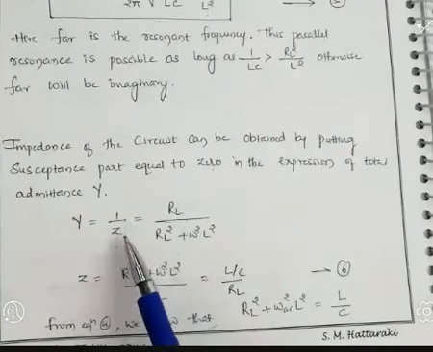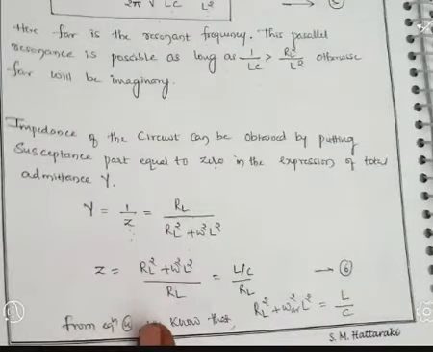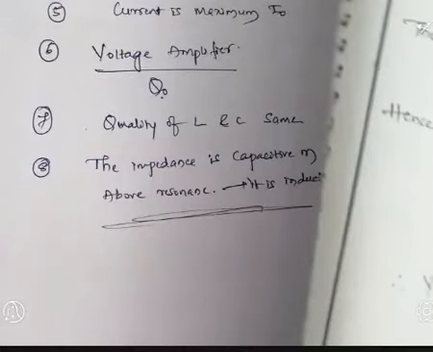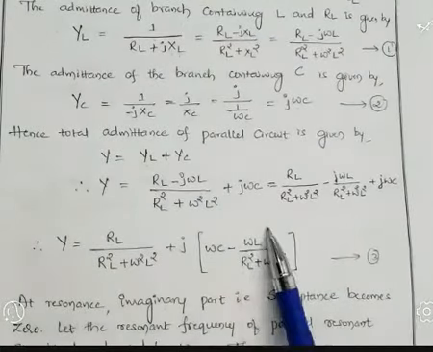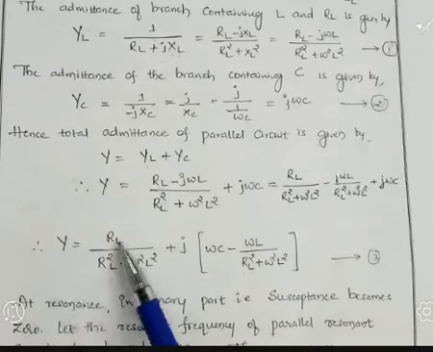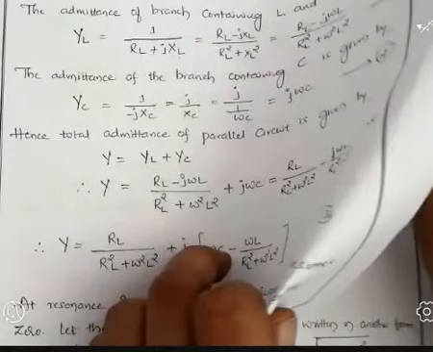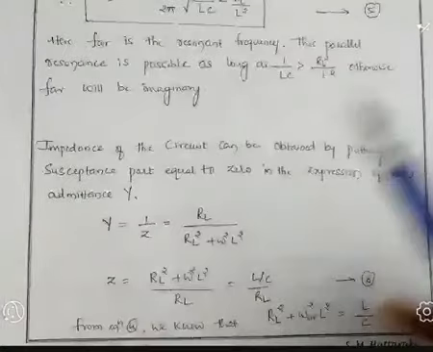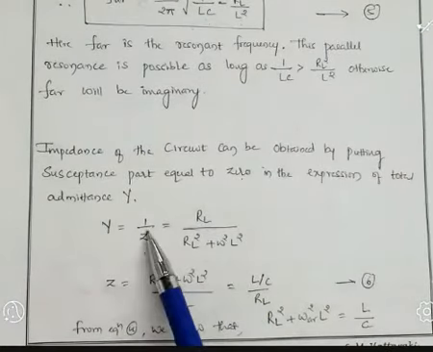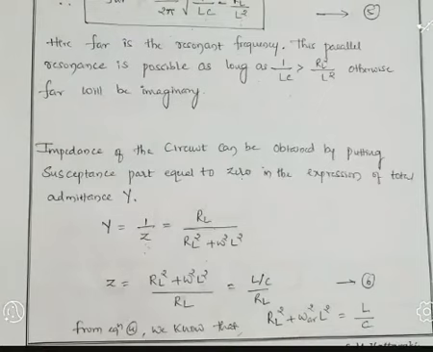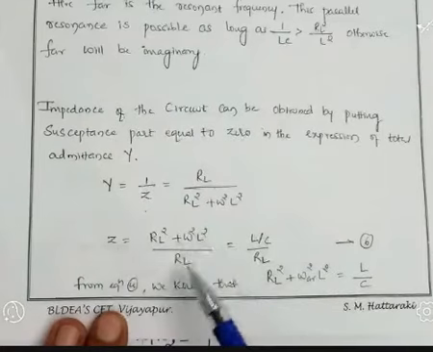So Z is nothing but what? Z we already know, as per the previous equation. Here, this is the susceptance. This part is 0. If this part is 0, what happens? Y equal to RL divided by RL square plus omega square L square. But we want impedance, so take the reciprocal of this one. Then Z equal to the reciprocal, that is RL square plus omega square L square divided by RL.